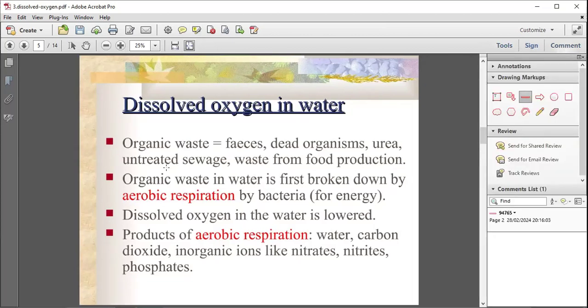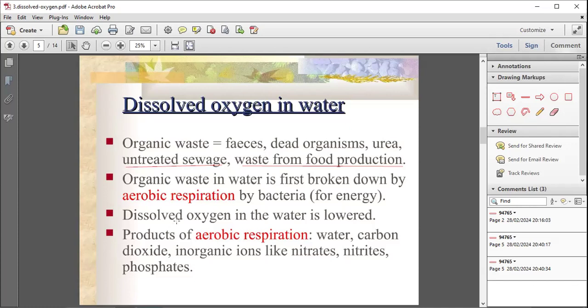Is organic, the untreated sewage, right? Untreated sewage, waste from food production, right? Waste from the organic waste. So you have to know that one. The organic waste means dead organism, urea, untreated sewage, the waste from food production.